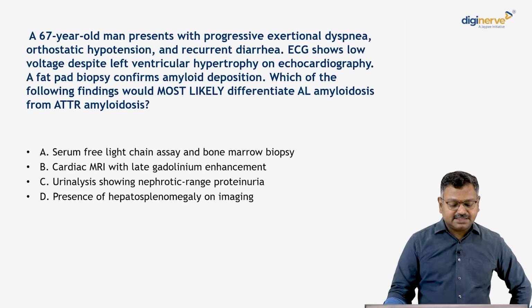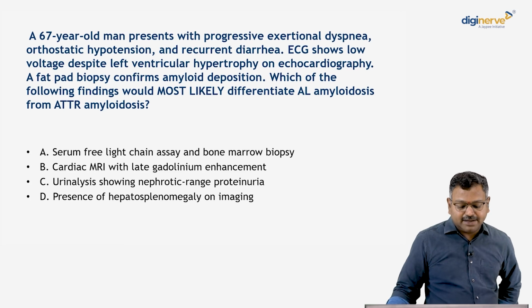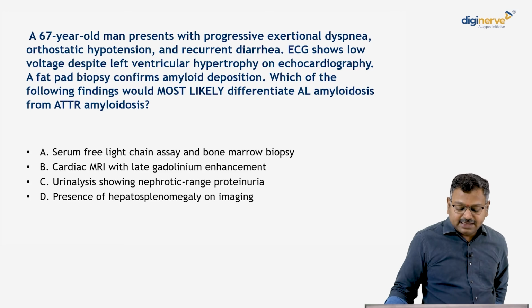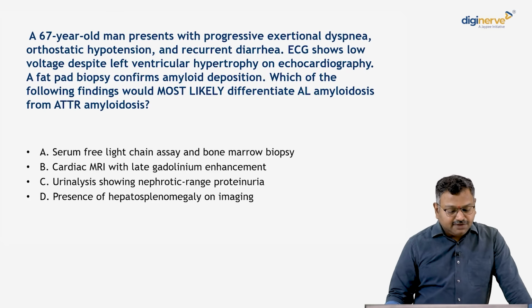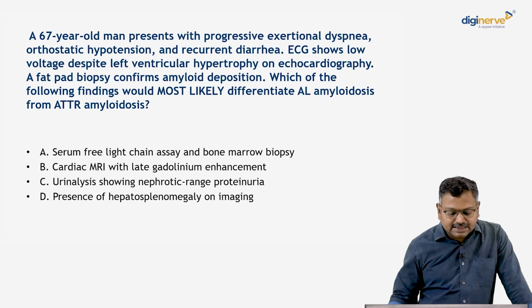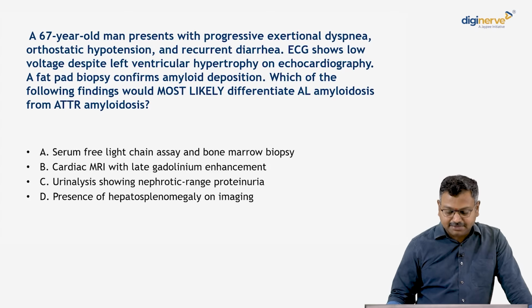67-year-old, progressive exertional dyspnea, orthostatic hypotension, recurrent diarrhea. ECG shows a low voltage complex, but the LVH is there on echo. Abdominal fat biopsy shows amyloid deposition. Which of the following is most likely differentiating this amyloidosis from ATTR amyloidosis?